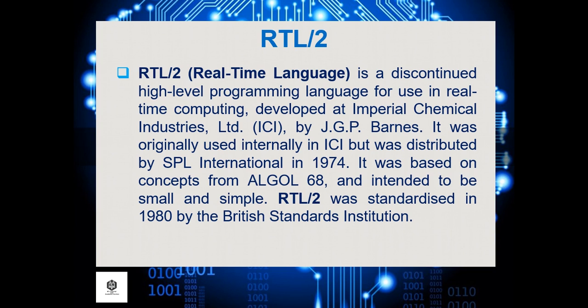RTL/2. RTL/2, or Real-Time Language, is a discontinued high-level programming language for use in real-time computing developed at Imperial Chemical Industries, or ICI, by J.G.P. Barnes. It was originally used internally in ICI but was distributed by SPL International in 1974. It was based on concepts from ALGOL 68 and intended to be small and simple. RTL/2 was standardized in 1980 by the British Standards Institution.